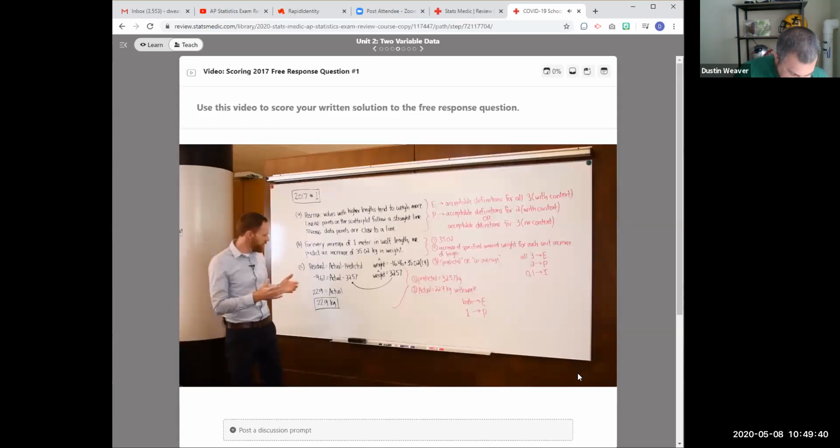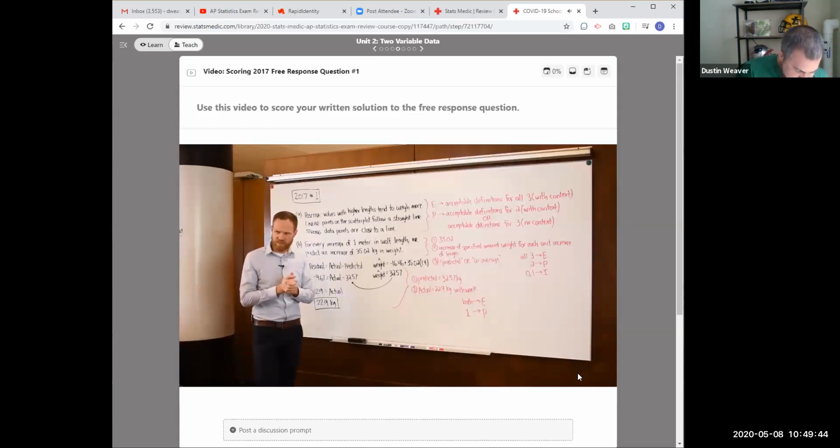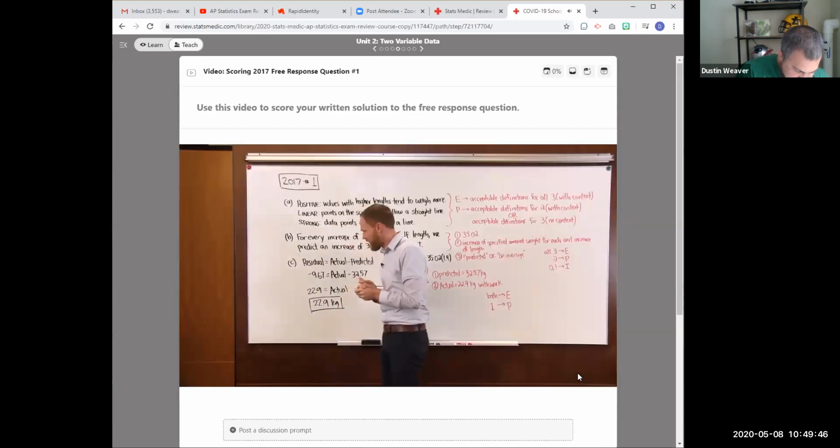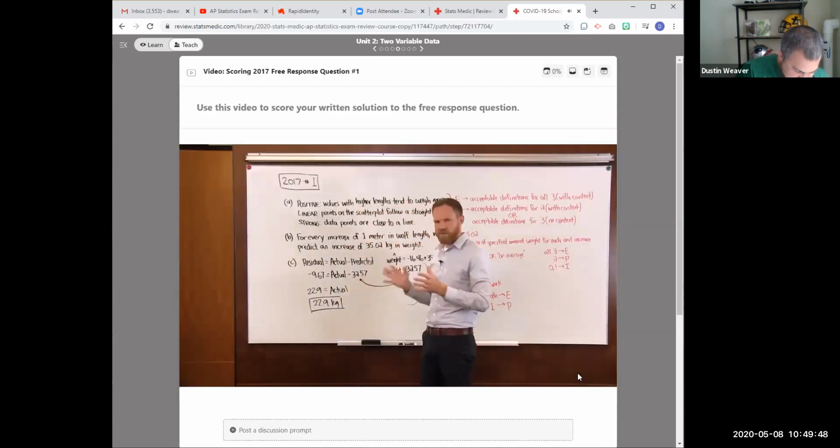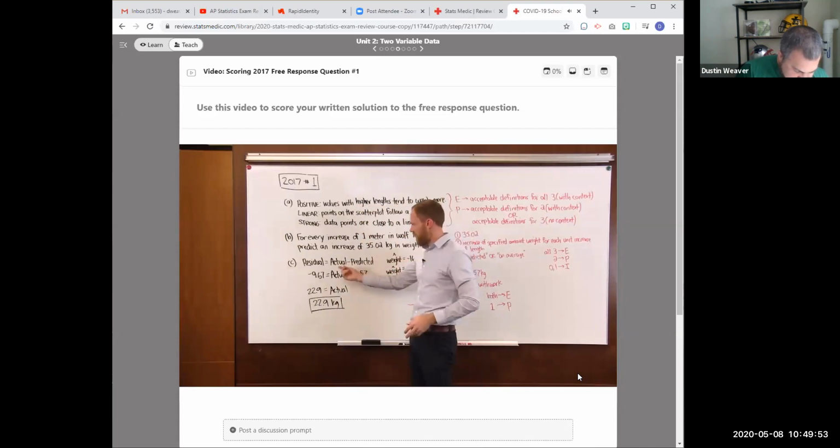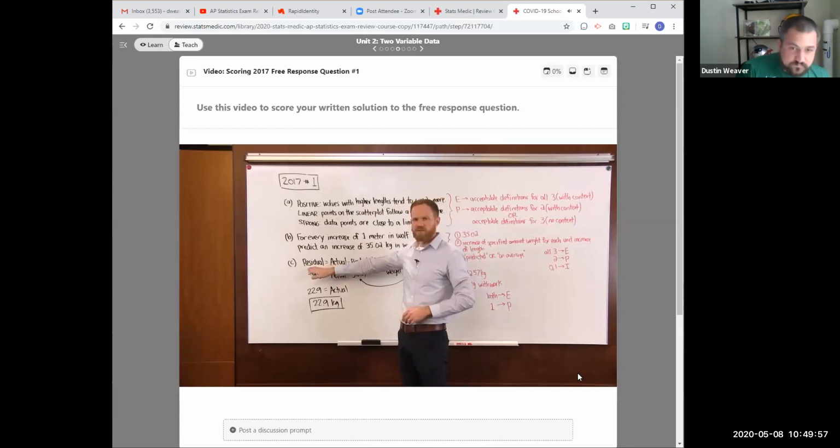And so we have, for every increase of 1 meter in wolf length, we predict an increase of 35.02 kilograms in the weight. Now the last part of this question, part C, they asked us to calculate the actual weight of a particular wolf, and they gave us the residual. And so you have to remember the relationship between actual and predicted, and you've got to remember the correct order here. Actual minus predicted is what gives you your residual.